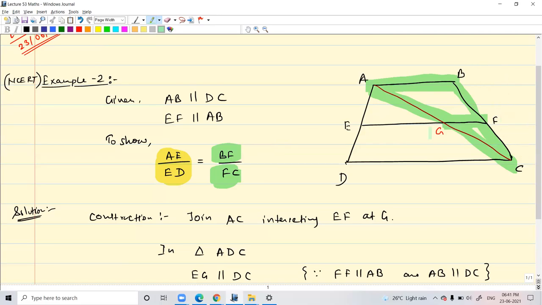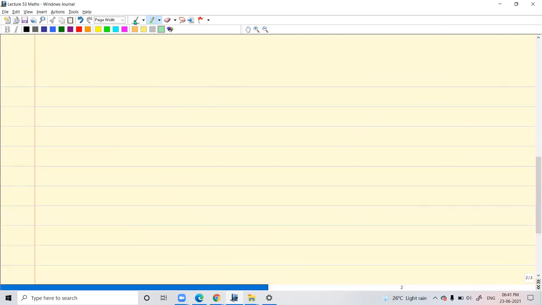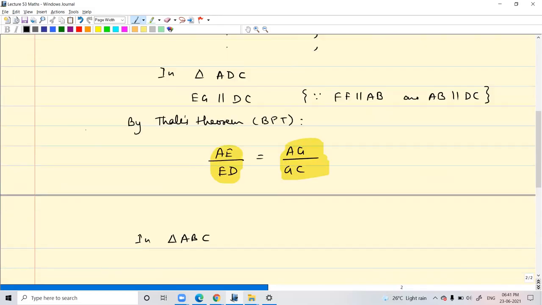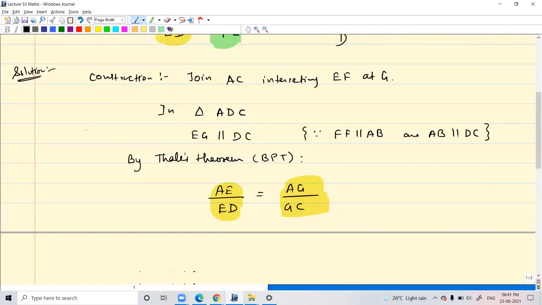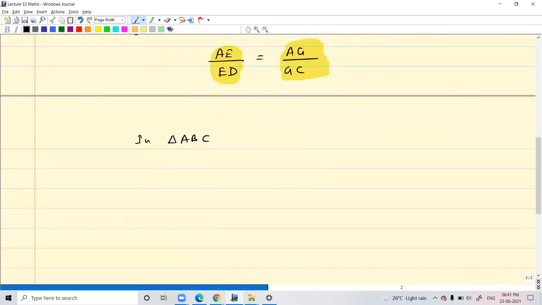That is the idea. Because that is what we need on the RHS. BF by FC. Don't try to do FC by BF. Unnecessary. We need BF by FC. Start with that. Okay. So in triangle ABC, we know that GF is parallel to AB.